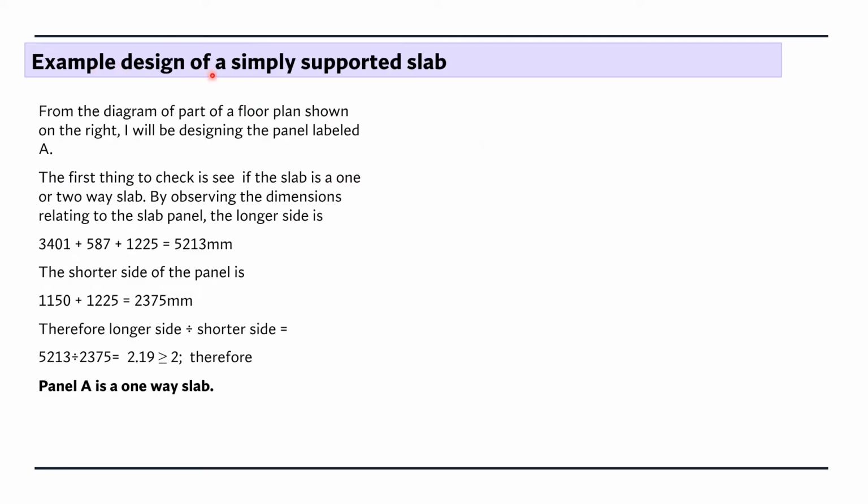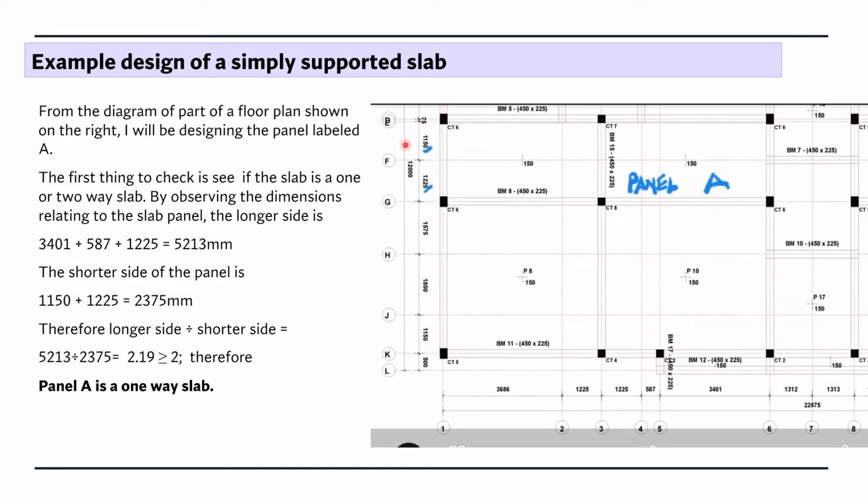Now, example design of a simply supported slab. Now, from the diagram of part of a floor plan shown on the right, I will be designing the panel labeled A, panel A. The first thing to check is to see if the slab is a one-way or two-way slab. Now, by observing the dimensions relating to the slab panel, the longer side is 5213 mm and the shorter side of the panel is 2375 mm.